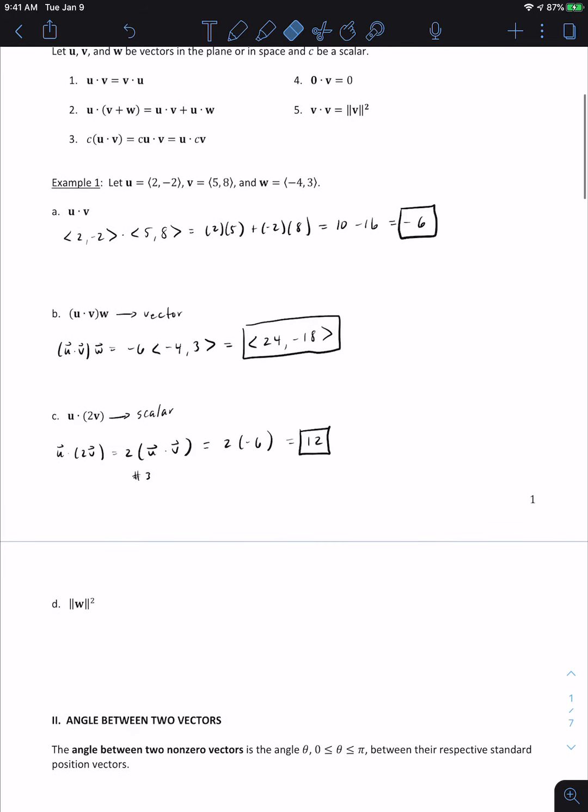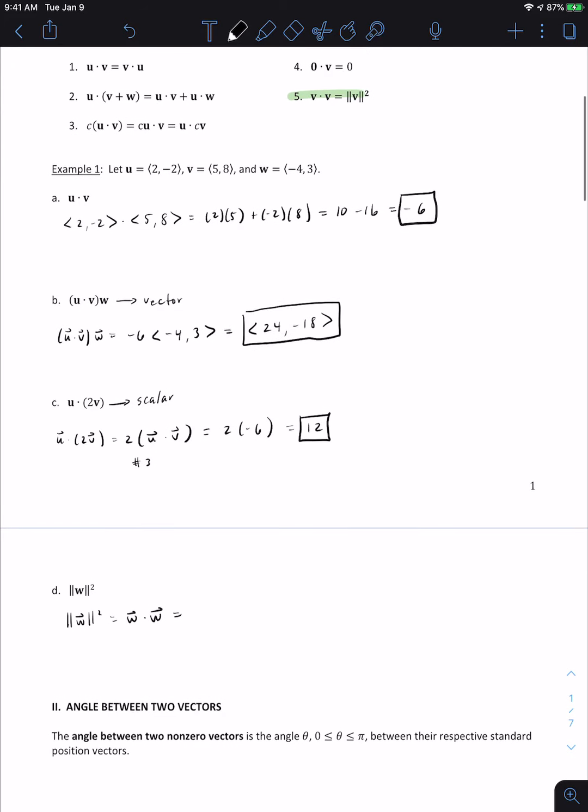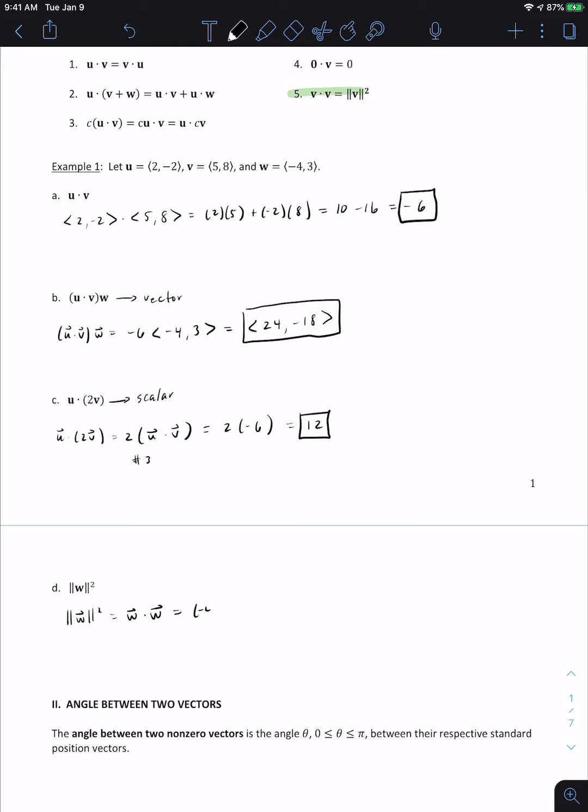All right, and then finally the magnitude of w squared. Well, by property 5 here, the magnitude of w squared is going to be w dot w. So this would be -4 times -4, in other words, -4 squared plus 3 squared, right? Because -4 times -4, and then 3 times 3. So I end up getting 16 plus 9, which gives me 25.